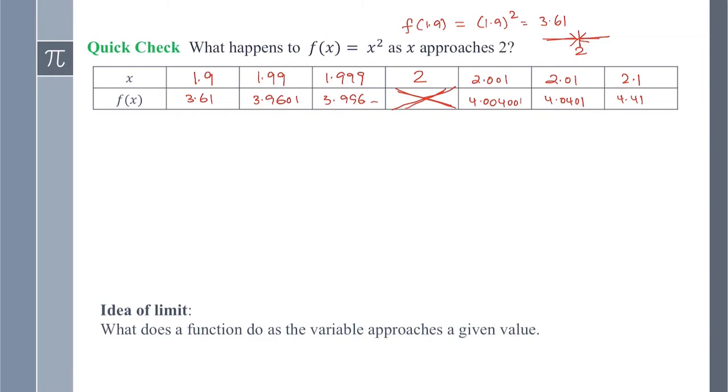So now, what does this tell us? When x approaches 2 from both directions, we can clearly see that the function is approaching a value of 4. If you look from the left, it's 3.996, which is very close to 4. And from the right, same thing, we have 4.004001, which is very close to 4. So now we can say that as x approaches 2, f of x approaches 4.